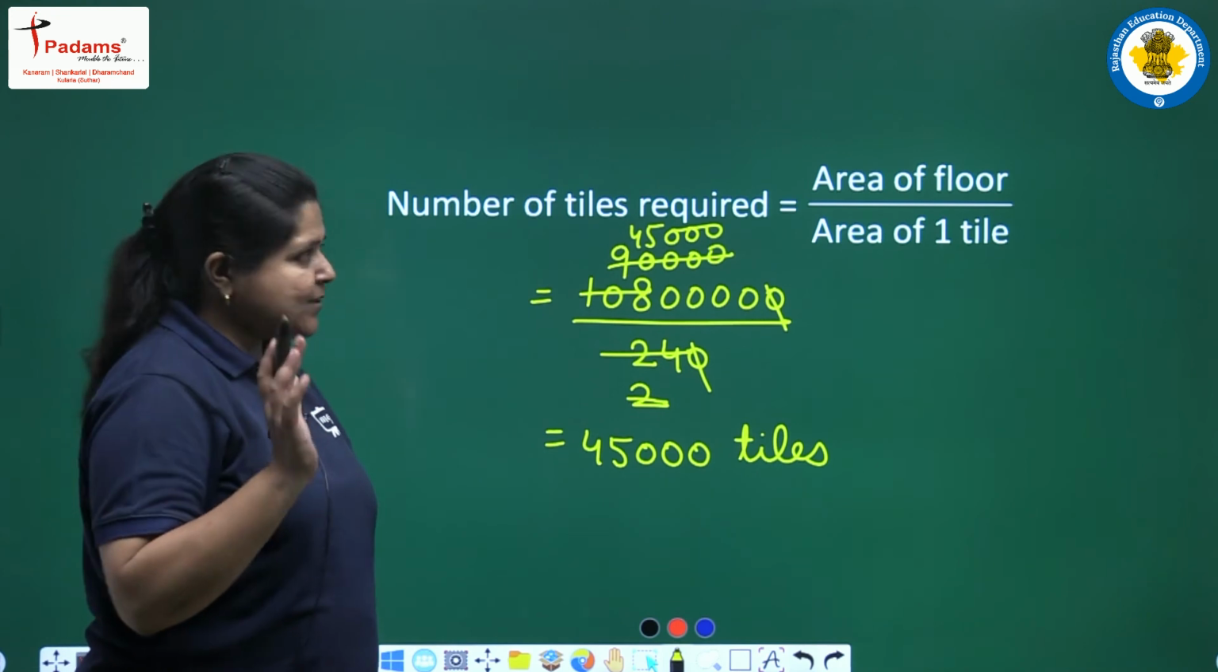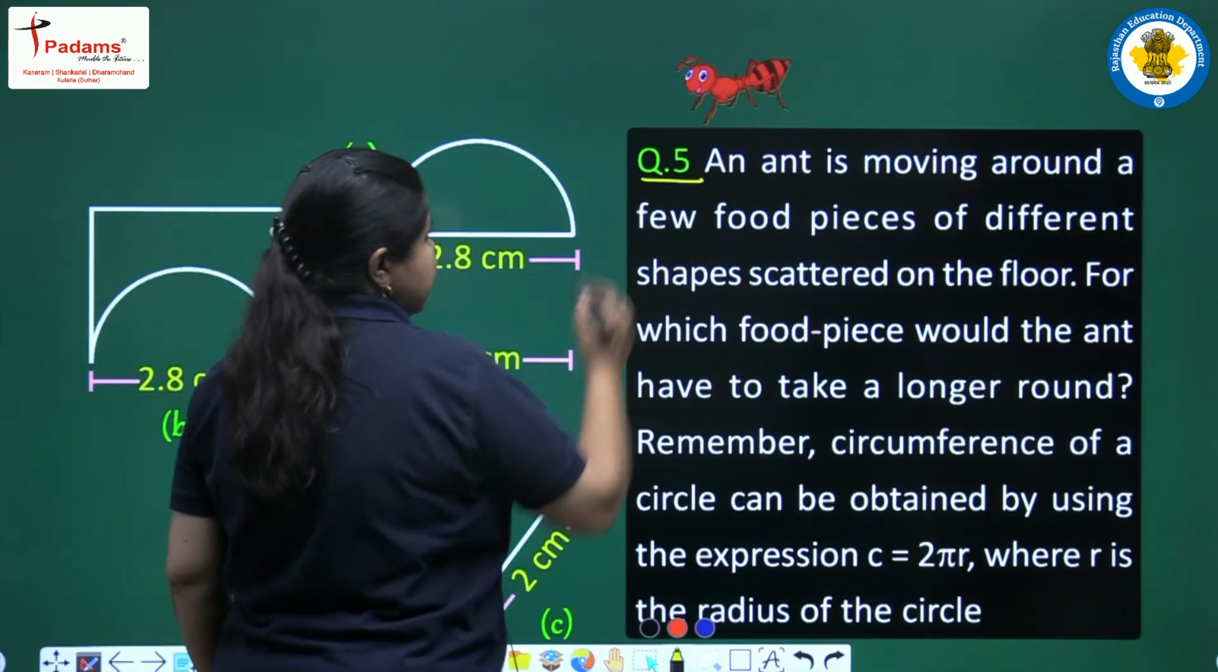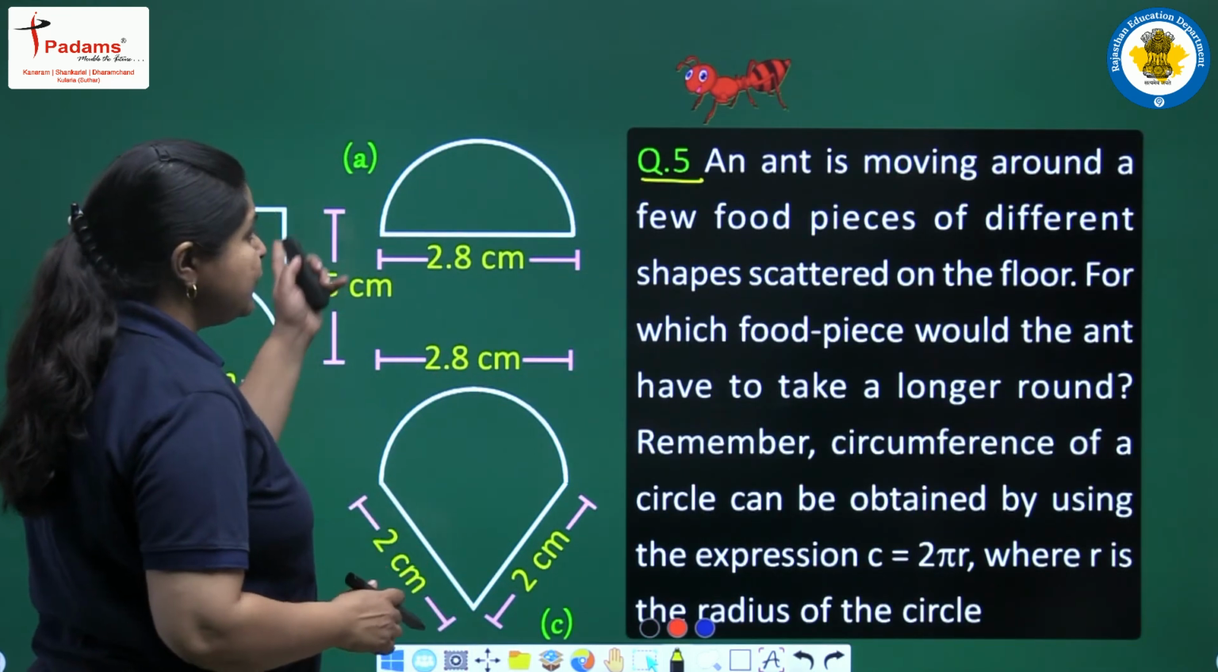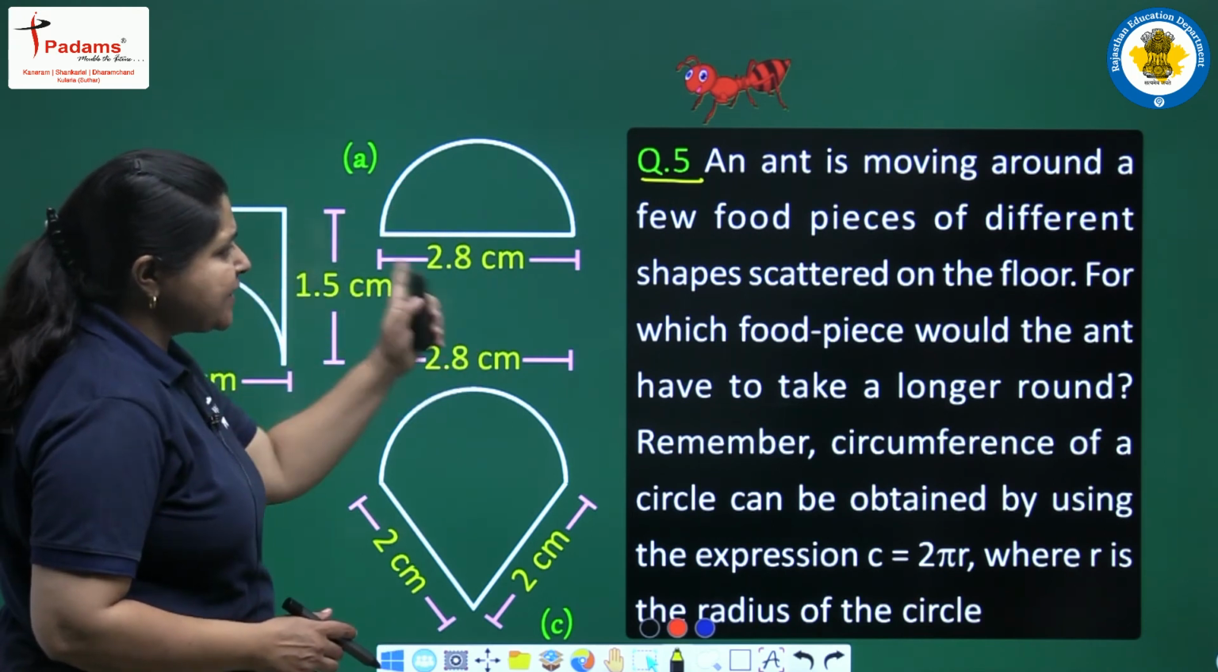Okay, now next we have question number 5. An ant is moving around a few food pieces of different shapes scattered on the floor.